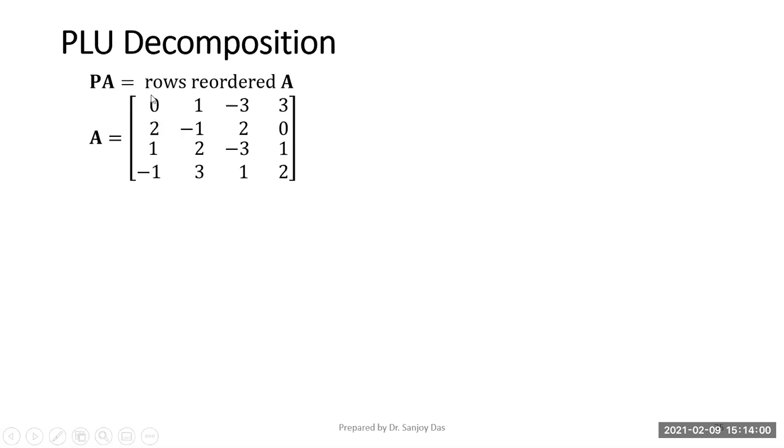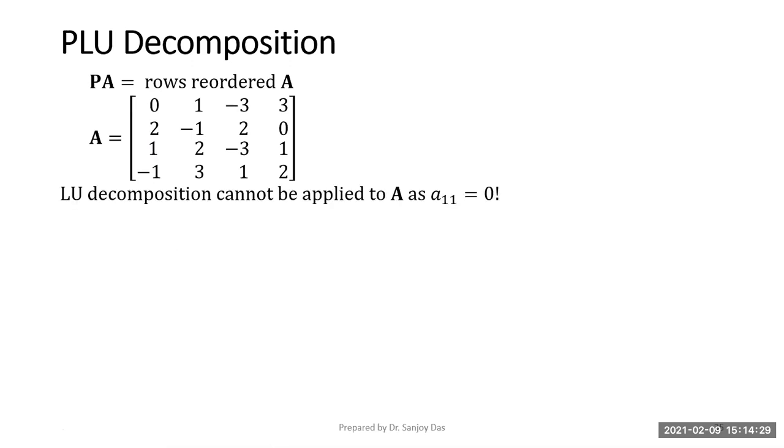The problem is this is 0. I cannot subtract 0 times anything from 2 to give me a 0. Likewise, 1 minus anything times 0 cannot give me a 0 here. If I need to eliminate this 1 or this 2, I cannot do that because I have a 0 here. And the same thing applies to this negative 1. LU decomposition cannot be applied as A11 equals 0.